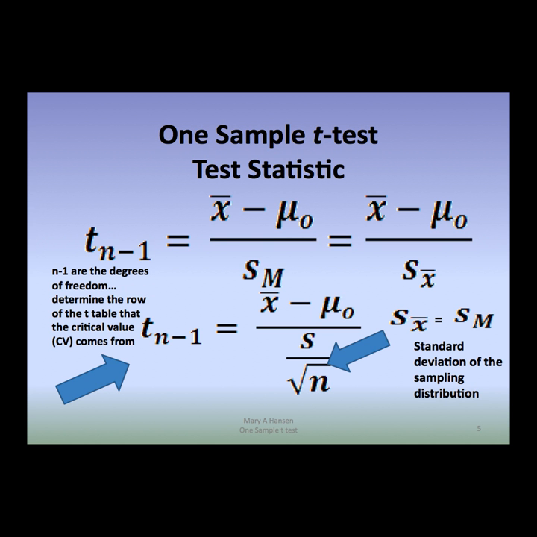The t-test statistic looks similar to the z-test statistic. The formula is x bar minus mu naught divided by s sub x bar. Note that s sub x bar is the standard deviation of the sampling distribution, or s divided by the square root of n. The degrees of freedom that determine the row of the critical value are n-1 for the one-sample t-test. Therefore, the t-test statistic for the t with n-1 degrees of freedom is x bar minus mu naught divided by the quantity s over the square root of n.